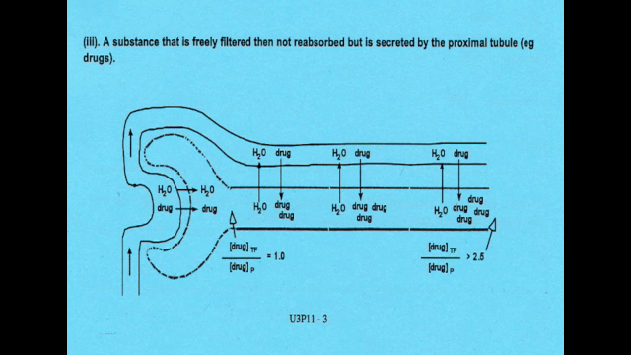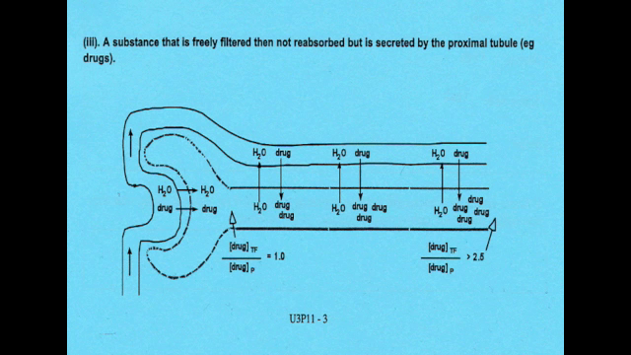And our final case that we can look at is a substance that is freely filtered from our plasma, that is not reabsorbed from our proximal tubule, but rather is secreted into the proximal tubule. An example of this is a drug of some form, which we can see in this diagram. Now, in such a case, as we see, water and our drug are filtered from our plasma into our glomerulus, which travels into our proximal tubule.